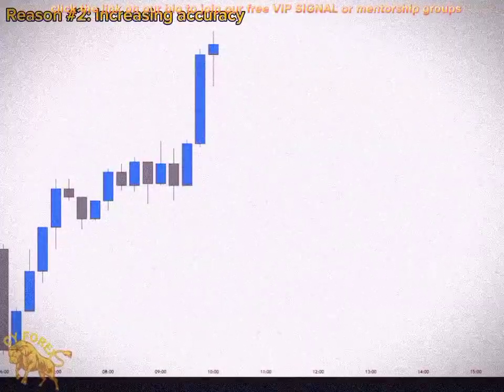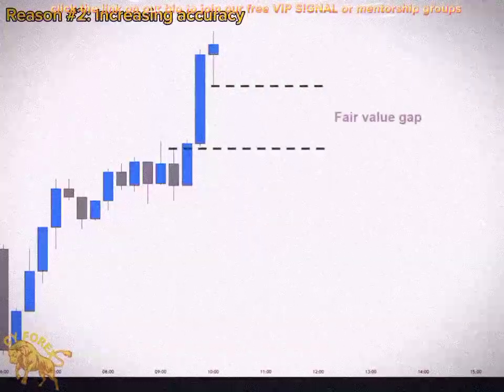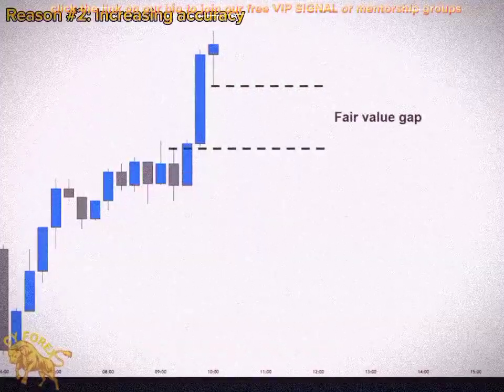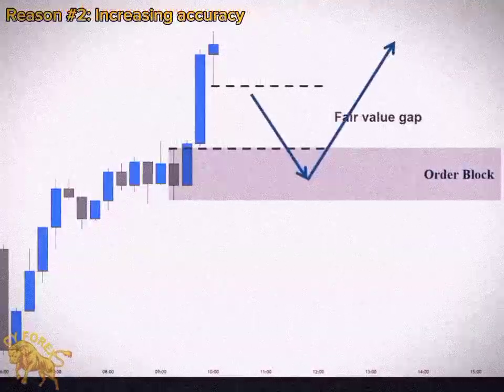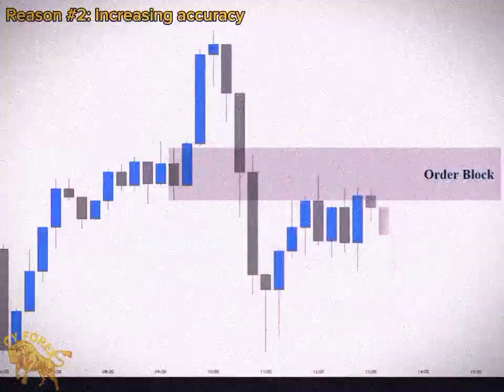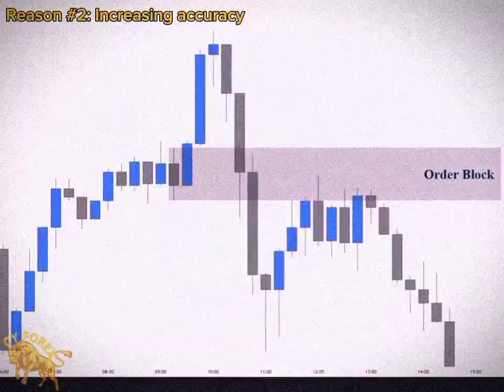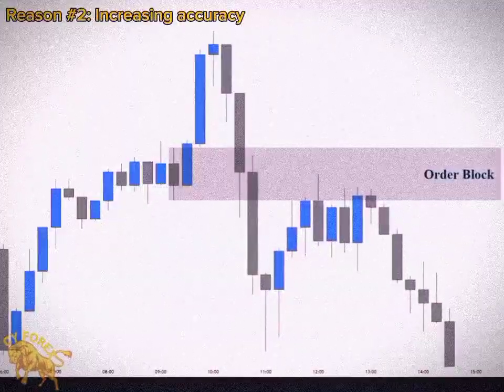Here on the Euro-Dollar 15-minute chart, we had a strong bullish move with a clear fair value gap between the shadows. As a result, we have a valid order block, which is an excellent opportunity to go long. However, the market suddenly changes direction and ignores the demand order block. And in case you are wondering, here is why.